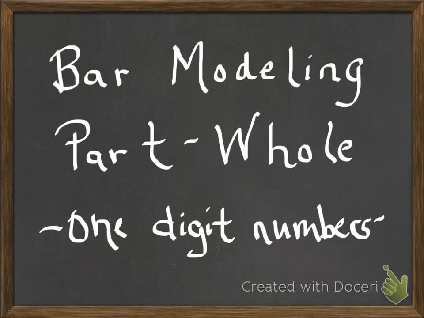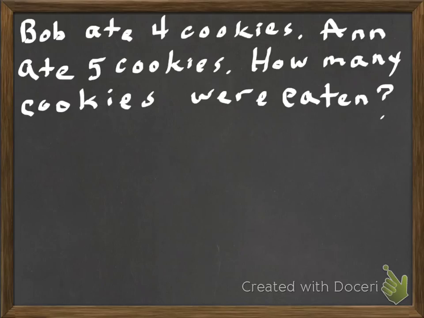In this lesson, we will be solving problems using a bar modeling process. The problems you will do today will be all part-whole problems with one-digit numbers. Bob ate 4 cookies. Ann ate 5 cookies. How many cookies were eaten?